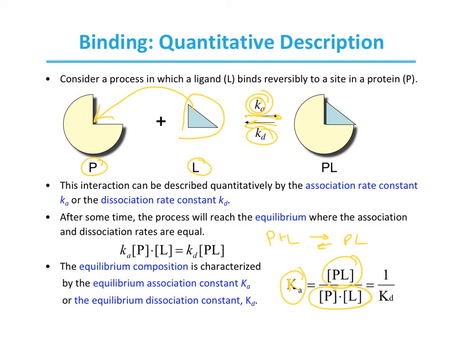Now we can then relate that to the equilibrium dissociation constant, which would be looking at the reverse reaction. And then if we include that in this expression, Ka is equal to 1 over Kd. So Ka is the equilibrium association constant, and Kd is the equilibrium dissociation constant. What this means is that if you have a high Ka value, then your protein and ligand exist mostly in their complex bound form. But if you had a high Kd value, then the dissociated forms would be favored.